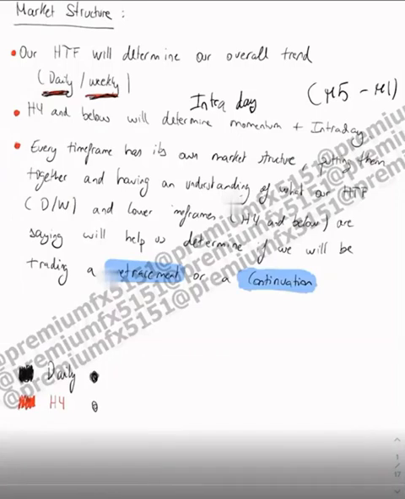So what's the important thing of this? Putting everything together and understanding what my higher time frame, daily and weekly, says, with our lower time frames being H4 and below, is what's going to help us understand what type of market we are trading. If we are trading a retracement or we are trading a continuation.